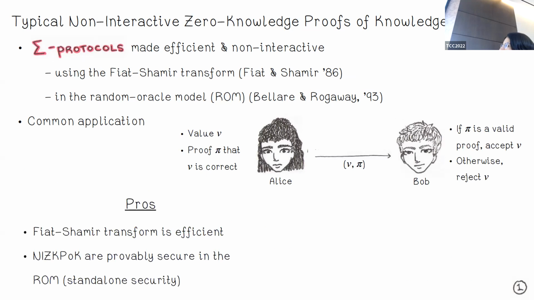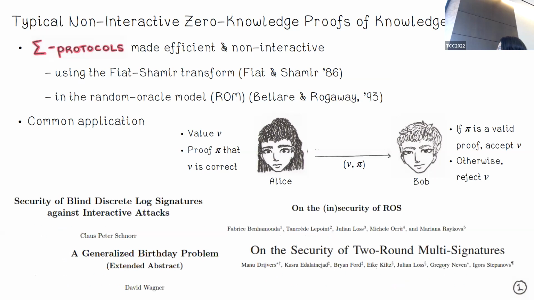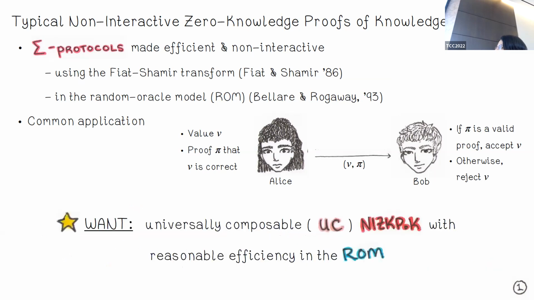The pros of this are that the Fiat-Shamir transform is very efficient, and the NIZKs are provably secure in the random oracle model as long as they are by themselves. The caveat being that if they are not, security is not guaranteed when the NIZKs are composed, as in many of the applications given. And composable security is non-trivial. So recently works have shown that there are practical attacks on the non-composability of these NIZKs that lead to malicious provers being able to forge proofs.